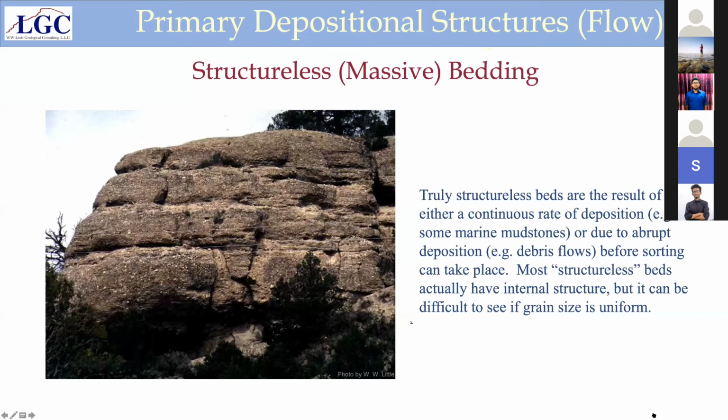The structures are in there. There's probably trough cross-bedding or planar cross-bedding or one of the other structures in there. You just can't see them because of the uniform size of the sediment. So we have to be a little bit careful on using structureless as a feature to interpret a body of sediment. We need to look at what's above it, what's below it. So it's very possible that there are structures within, but they're simply hidden.